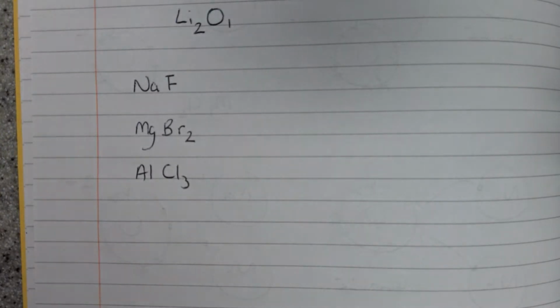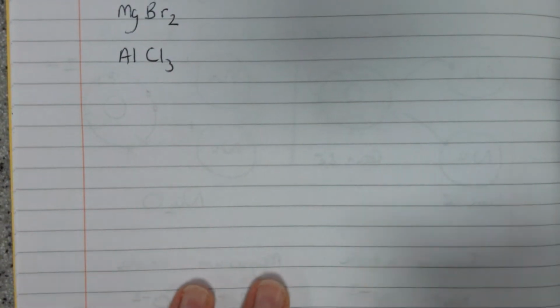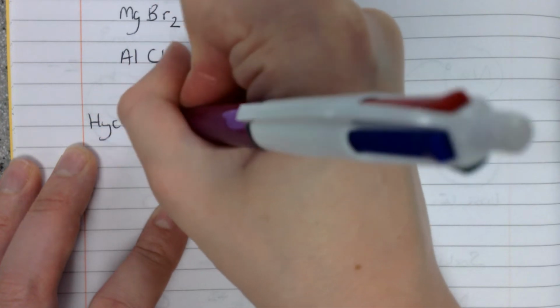Obviously, I gave you the charges there on the ions, but you are not going to get that in the exam. You need to be able to use your periodic table to spot what the charges are going to be. The next thing we're going to look at is writing ionic formulae when you have got polyatomic ions. There's a couple of polyatomic ions that you need to know the formula for, and you literally just need to learn these off by heart.